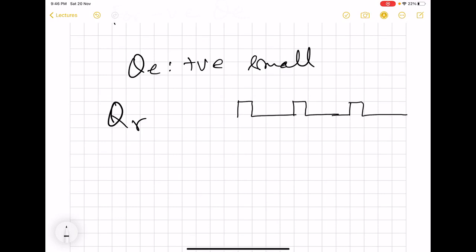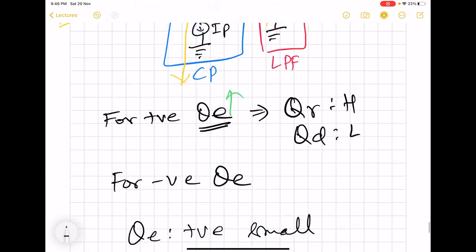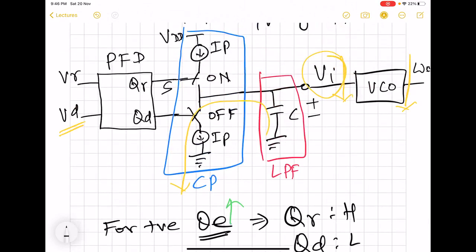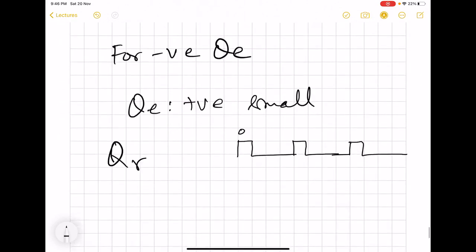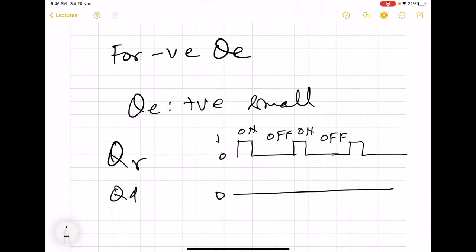So QR is going to be like this. What will happen is the first switch, S1, will be on for this duration, and it will be off for a larger duration, then on, then off for a larger duration. And QD is going to be like this, 0.